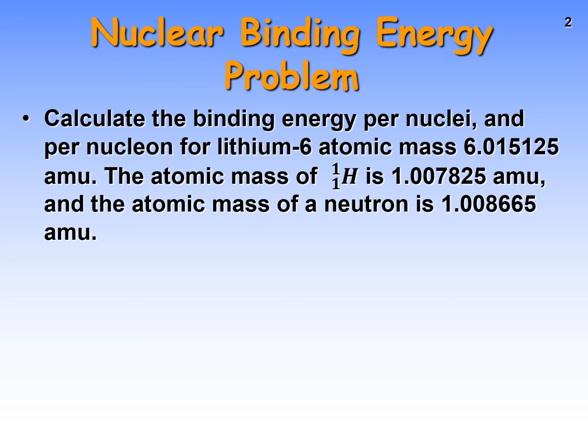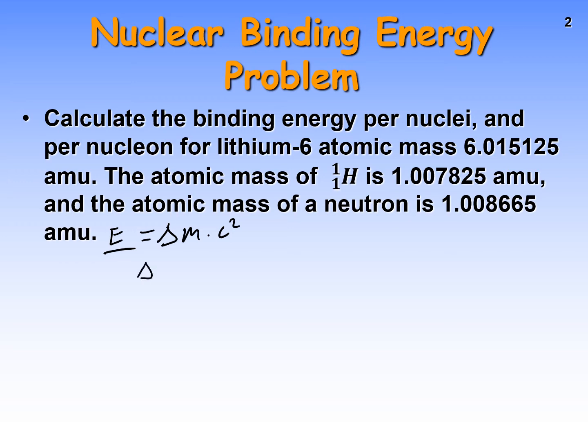The atomic mass of a hydrogen-1 atom is 1.007825 atomic mass units, and the atomic mass of a neutron is 1.008665 AMU. So we need to calculate our nuclear binding energy, which means we're going to be using our equation delta M times c squared, right? This is equal to our E, and E is what we're calculating here.